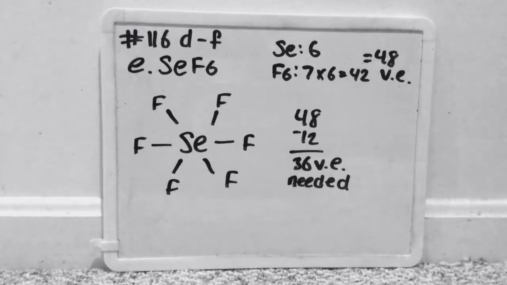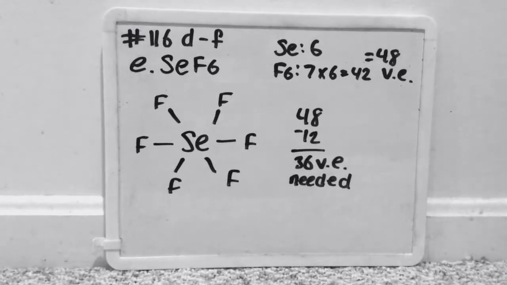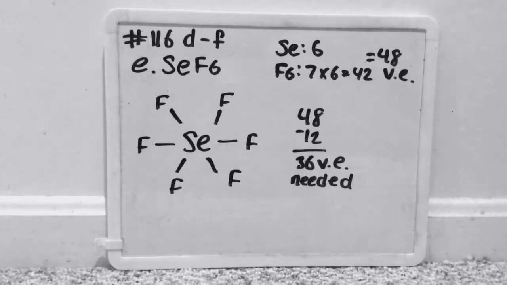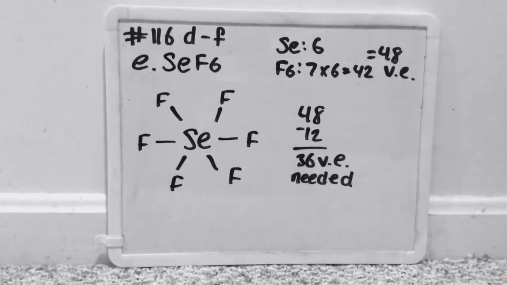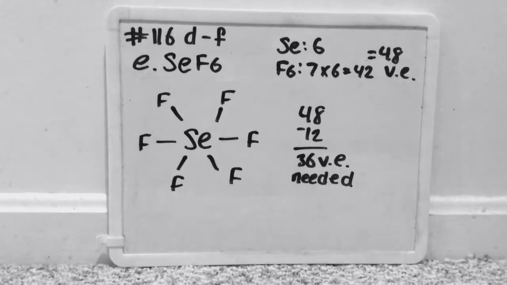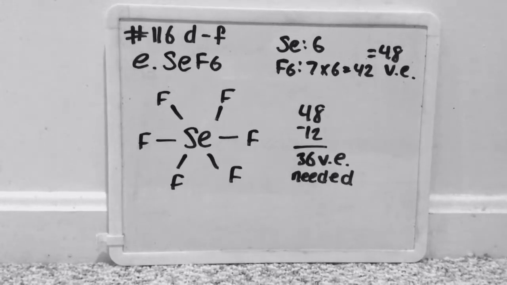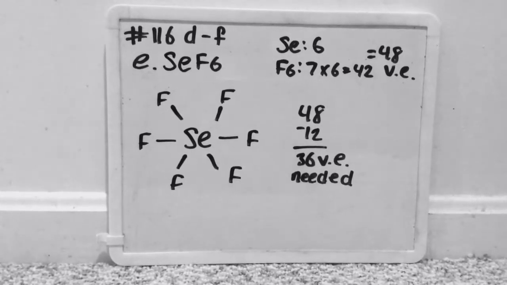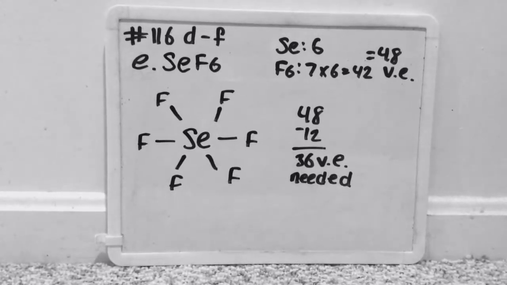Next, for part E, we have the compound SeF6 with 48 total valence electrons. Se is the central atom since it's the first atom in the compound, and it has 6 single Se-F bonds because there are 6 total fluorine atoms. Se can be stable with more than 8 electrons, but F still is only stable with 8.